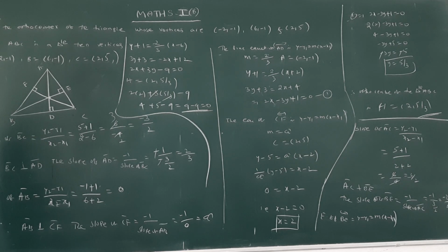Okay, first, what is the orthocenter? The point of concurrence of the altitudes is called the orthocenter. For triangle ABC, first find the slope of AB, slope of BC, slope of CA. Find any two slopes, and find any two concurrent lines. Solve the two lines, and we get the orthocenter of the triangle.